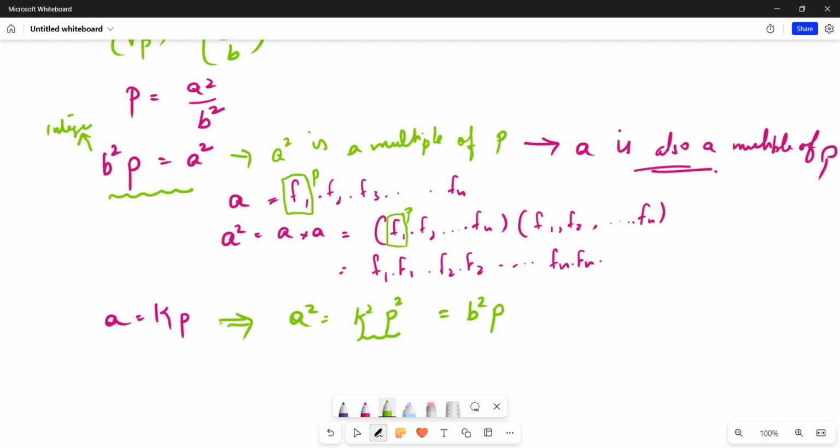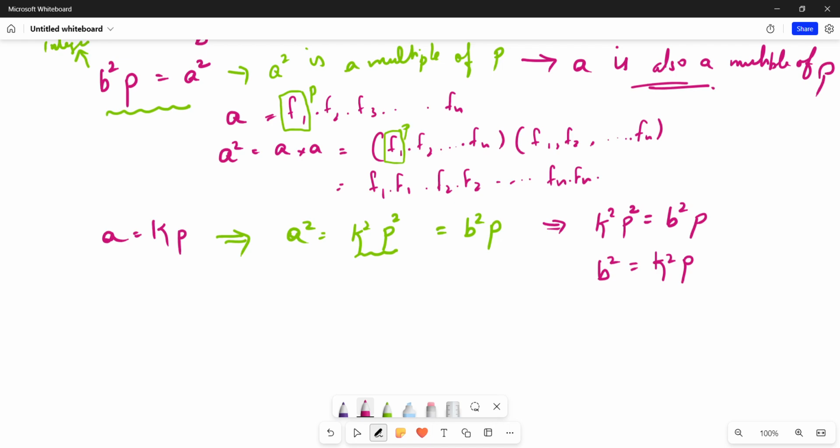Dividing by P on both sides, I'll just rewrite this equation for you. k squared P squared is equal to B squared P. Now dividing both sides by P, you get B squared is equal to k squared P. In other words, B squared also has P as its factor, or B squared is a multiple of P, which implies that B is also a multiple of P, just by the previous argument.